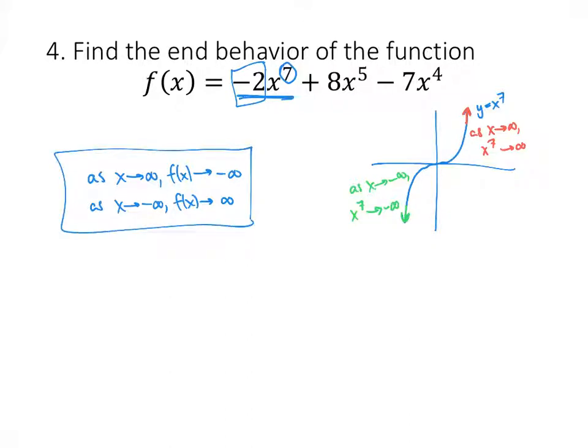So it's all about the leading term. Once we figure out the end behavior of the leading term, that's the end behavior of the entire polynomial function.